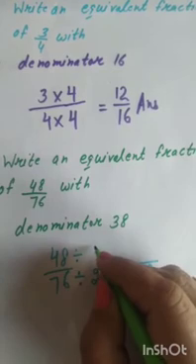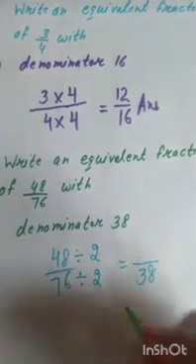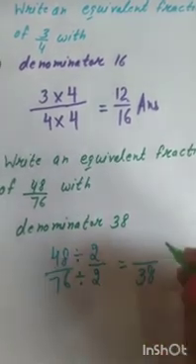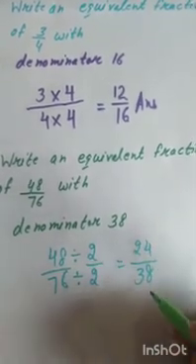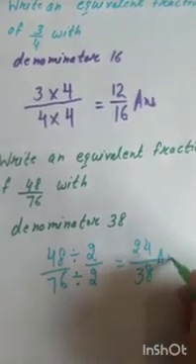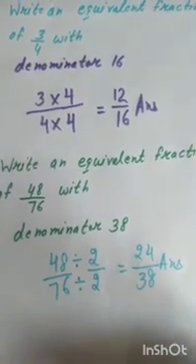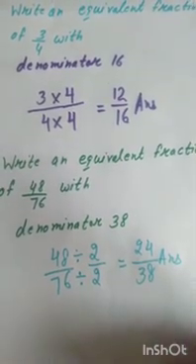So in the numerator also we have to divide by 2. When we divide 48 by 2, we get 24. So 24 by 38 is our answer. So in this way, you can solve the rest of the parts of these questions.